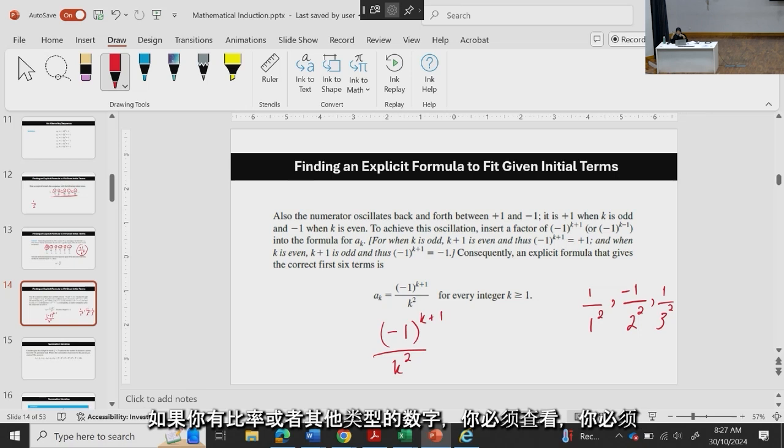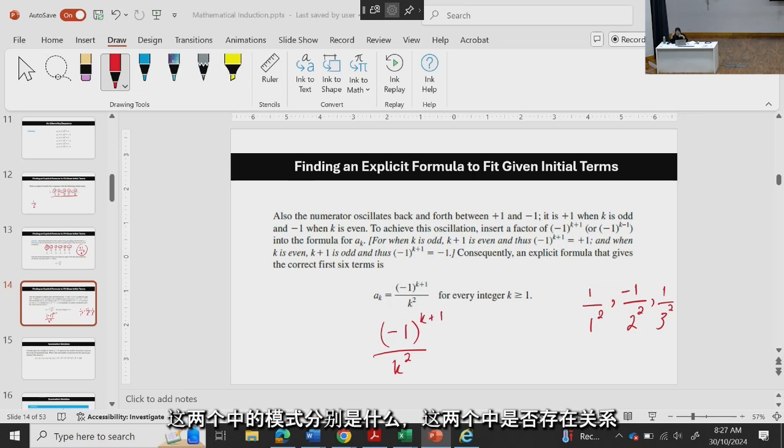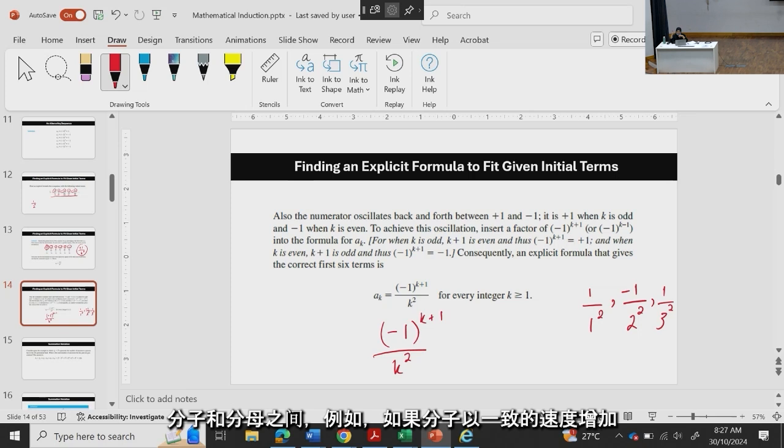The purpose of showing you this is that you have to first find out if you have ratios or any other types of numbers. You have to first look simply at what type of pattern is there. If you have a numerator and denominator, what is the pattern individually in both of those? Is there a relation between numerator and denominator? For example, if the numerator is increasing with a consistent value, is the denominator also increasing with a consistent value? Is there any other relationship between those two numbers?